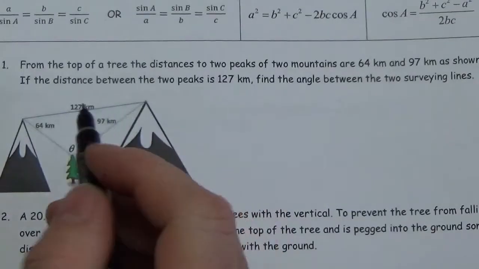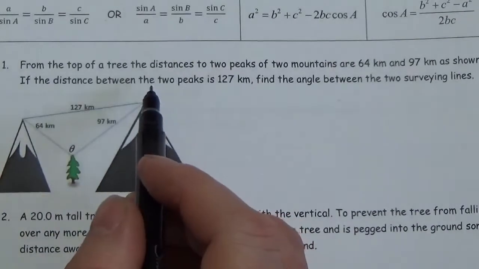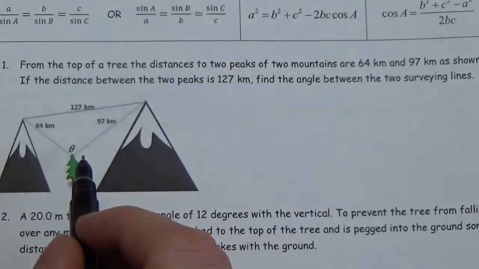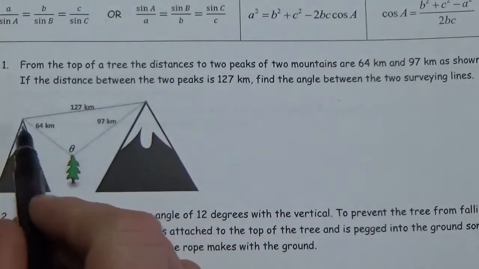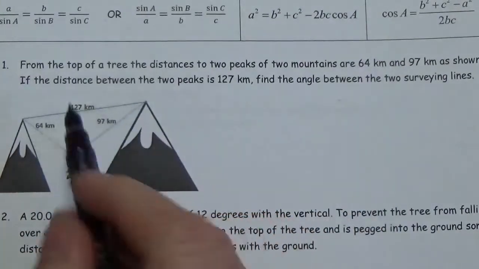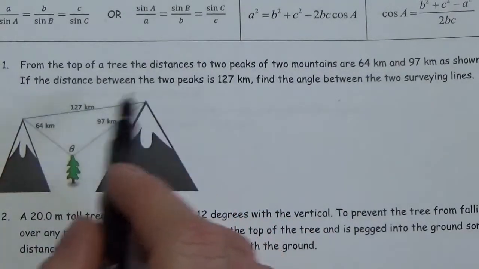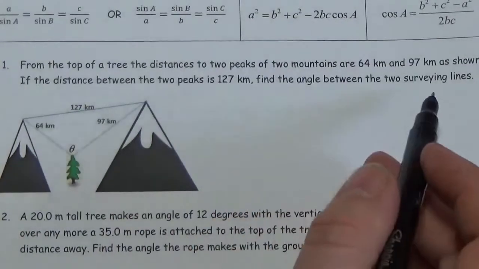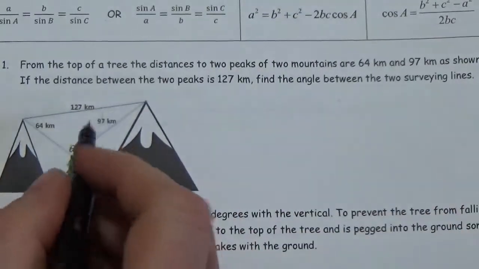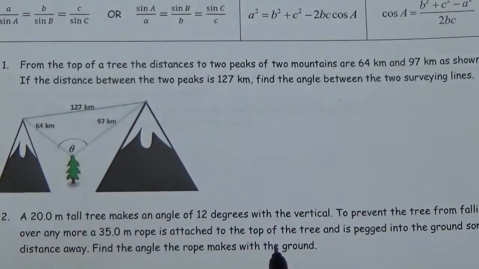Okay, so for this first problem, it says, from the top of a tree, the distances to the two peaks of two mountains are 64 kilometers and 97 kilometers as shown. If the distance between the two peaks is 127 kilometers, find the angle between the two surveying lines. Okay, so we're looking for this angle right here at the tree.